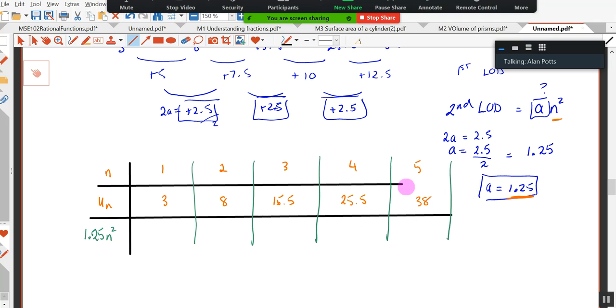So this is where it starts getting a little bit more cumbersome, because what is 1.25 times 1 squared? Well, that's easy enough. It's just 1.25. But the next one is 1.25 times 2 squared. 1.25 times 3 squared. 1.25 times 4 squared. 1.25 times 5 squared. So can you work those out for me?